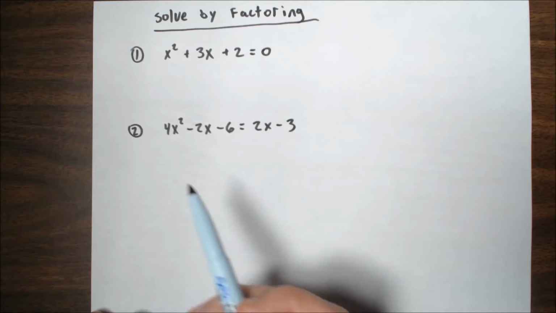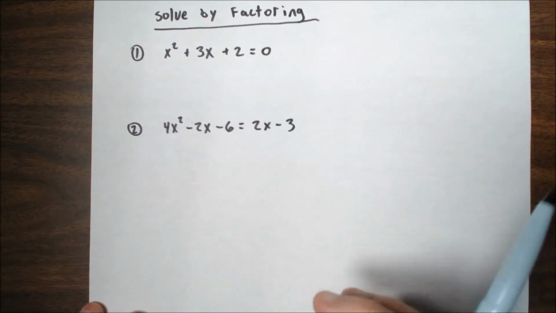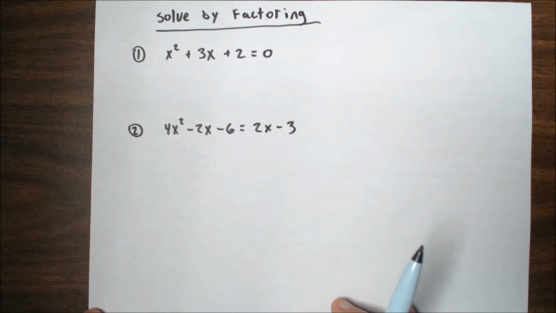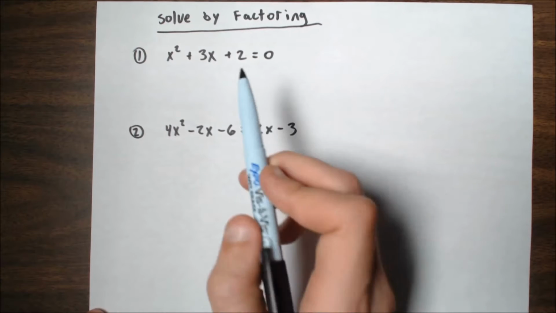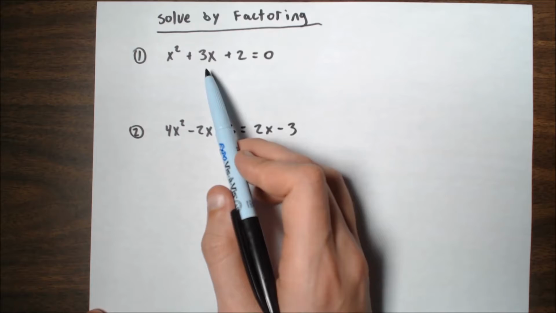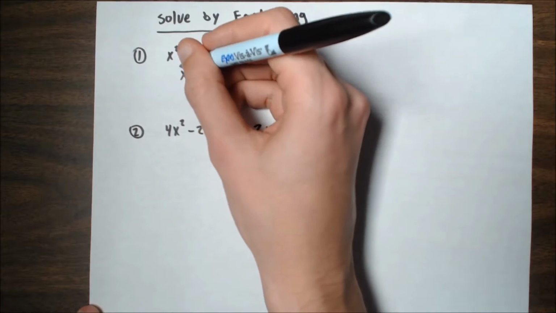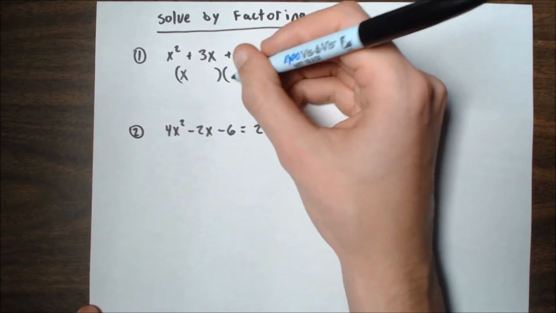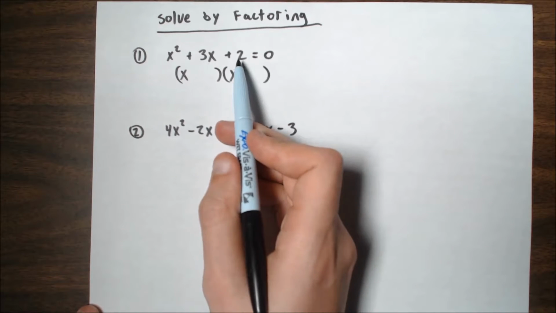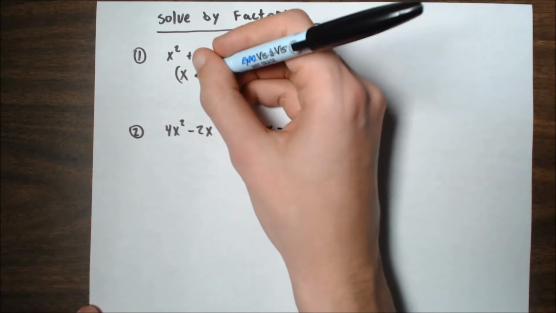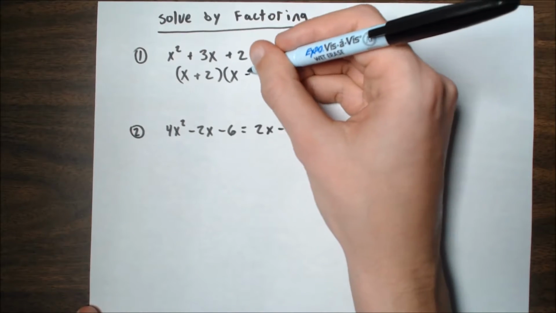Okay, so I've got a couple examples here. The first one is, if you recognize it, a monic quadratic, which means all I need to do is think about two numbers that multiply to make 2 that add up to make 3. And I'm going to factor them like this. Because it's monic, it's going to be nice and easy. What are those two numbers? Multiply to make 2 and add up to make 3. Those numbers are 2 and 1.